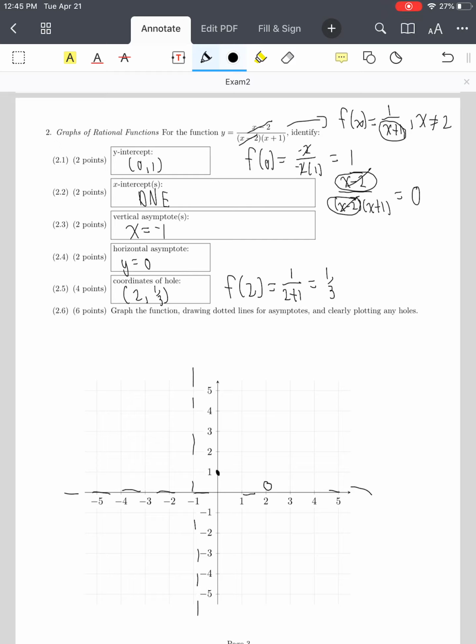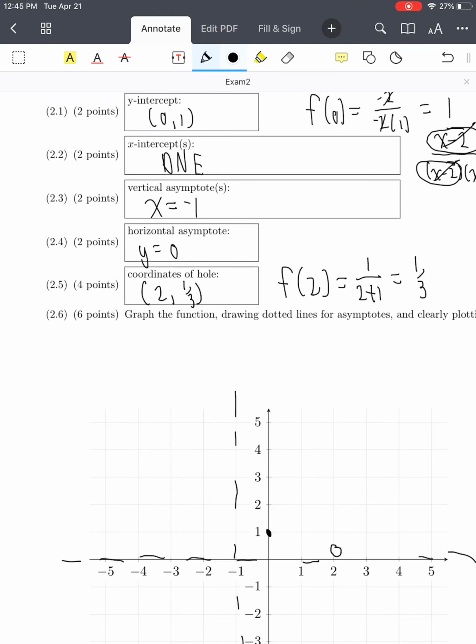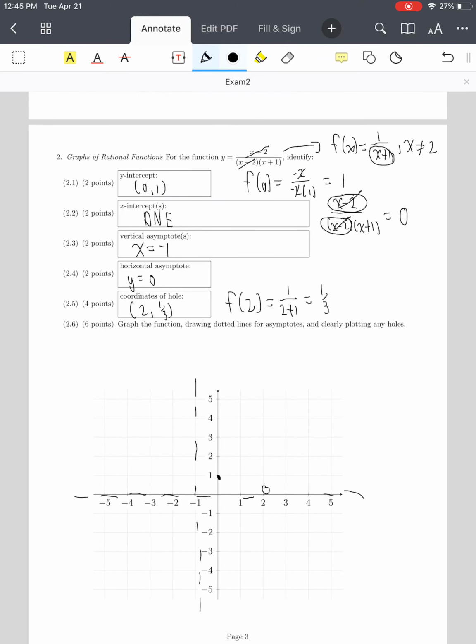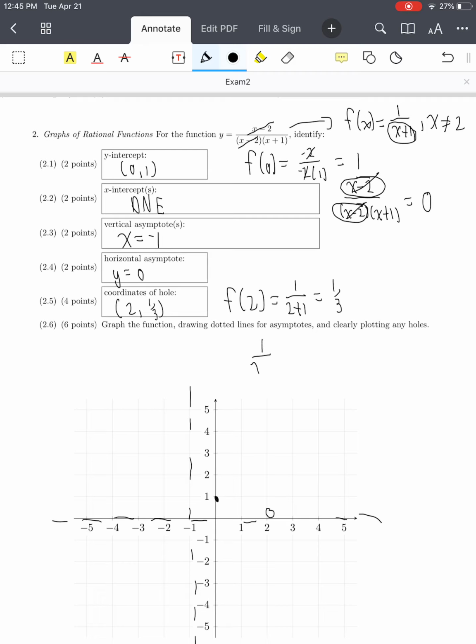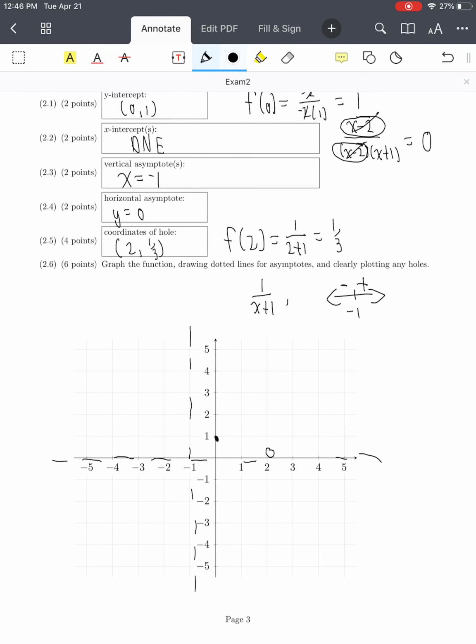And here we can do a sign line using the 1 over x plus 1. So our sign line just changes at x equals -1. So if x is greater than -1, then we're positive. If x is less than -1, we're negative. So now we just connect the dots, which makes sense based on what we already have drawn on the graph.